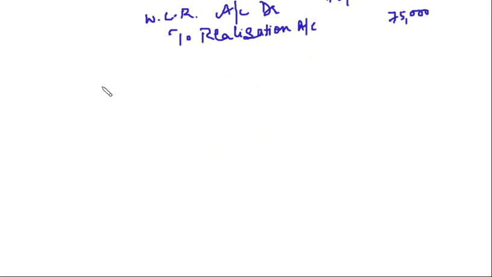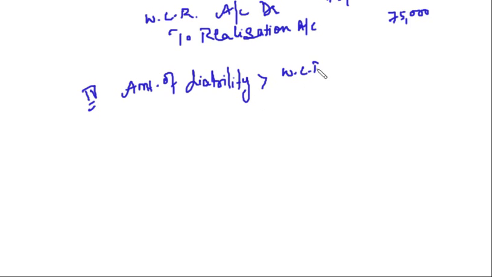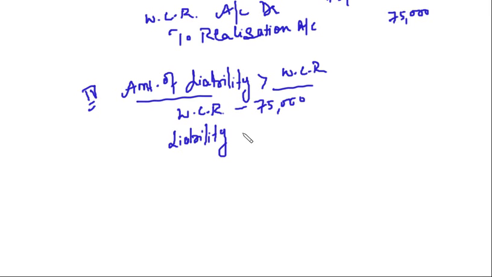Now the fourth case. Fourth case is amount of liability is greater than workmen compensation reserve. That means if you have a workmen compensation reserve of say 75,000, but your liability during the year towards the workers comes to 90,000, then what will be the journal entry?